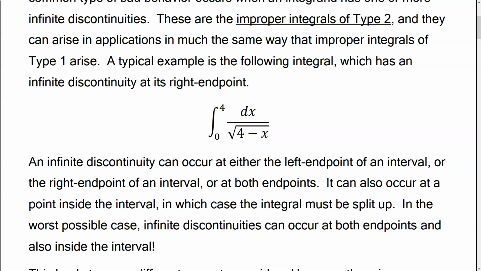And there's a number of different cases that can come up here. You can have the discontinuity at the left endpoint, at the right endpoint. You can have it at both endpoints. You can have it at a point that's in the middle of the interval. You can have all of these. The worst possible case, you could have the infinite discontinuity at both endpoints and maybe a couple points inside the interval. So there's a lot of different cases, but there's one general principle that you can remember for both the type 1 and type 2 improper integrals, and it's the following.